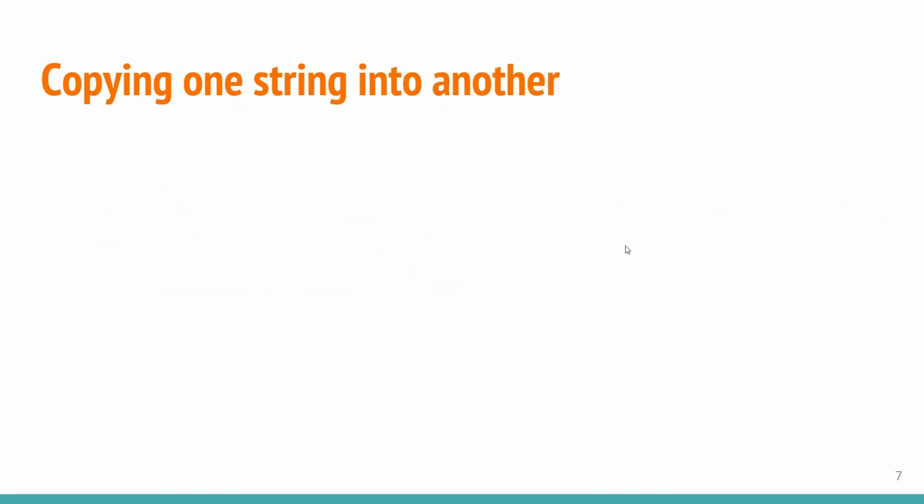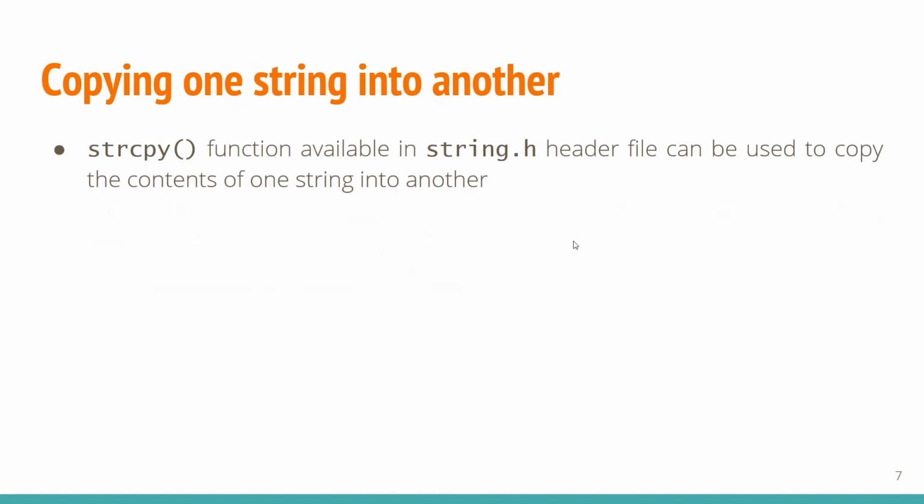String copy means copying the content of one string into another. To do this, we have in the string.h header file a function named strcpy. Here cpy represents copy, str represents string. So the strcpy built-in function can be used to copy the contents of one string into another. As the name suggests, string copy requires two strings. The first string holds the elements, and in the second string, all the elements of the first string are copied.